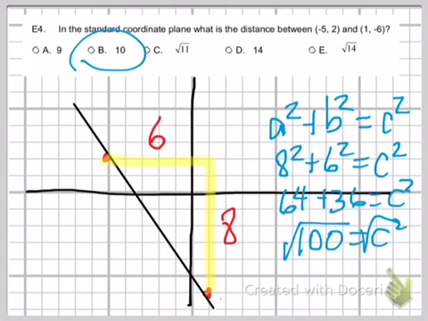Number 4, in the standard coordinate plane, what is the distance between negative 5, 2 and 1, negative 6? So I drew those on a graph, and I connected those points with a line, and again I highlighted the rise and the run. I found the rise to be 8 and the run to be 6. So I used the Pythagorean theorem to find the length of the hypotenuse. A squared plus B squared equals C squared, and worked that out and got 10. So the distance between those 2 points was 10.